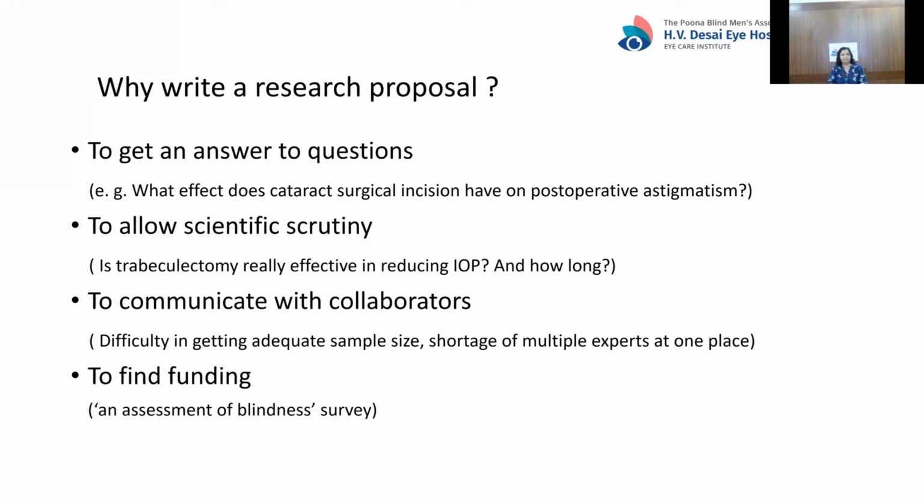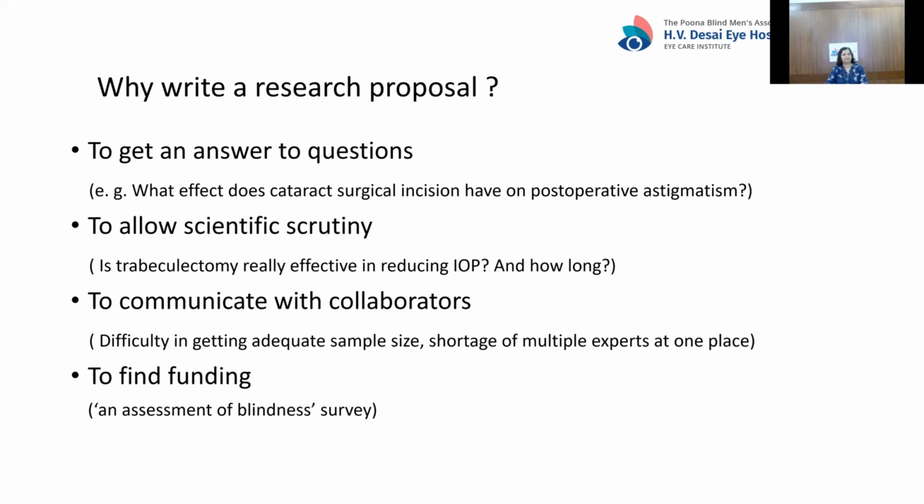At the outset, let me tell you that I'm going to give you simple examples for better understanding of various concepts. So let us start with a very fundamental question: why write a research proposal? And the simplest answer to this is to get an answer to questions. While we are engaged in our clinical practice, often questions come to our mind for which we want to find an answer, and this can be an initial process towards designing a research protocol.